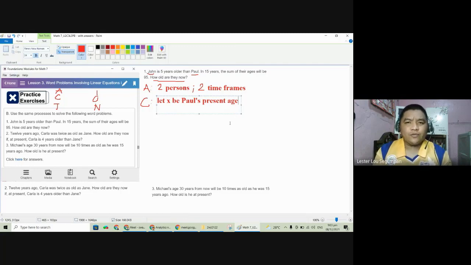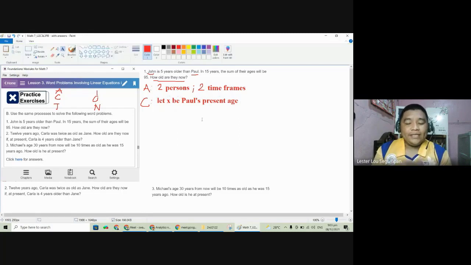Do we have another age for Paul? Yes, because in the given situation, we have 15 years. As I mentioned in the first step, there are two persons and two time frames. So each person has two ages here: his age at present and in 15 years. So again, this assignment of the simplest variable x will be given to the younger person at present. Okay?